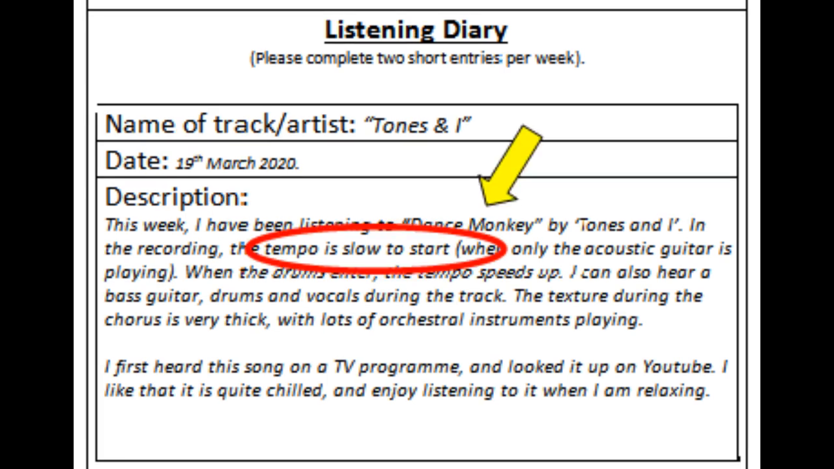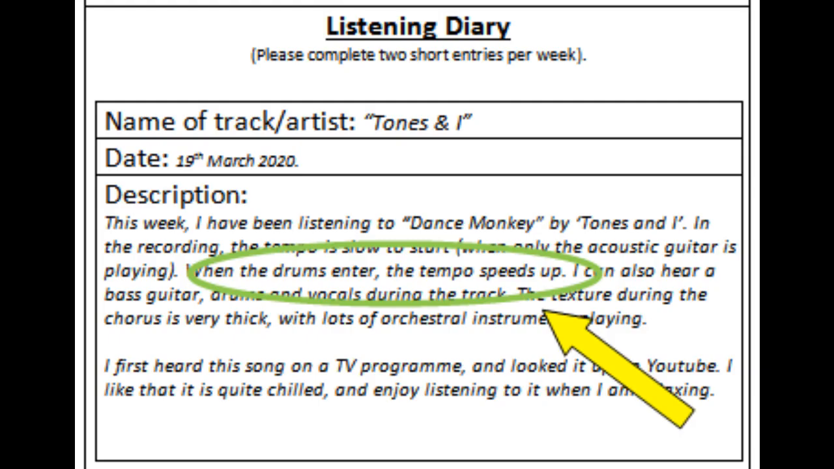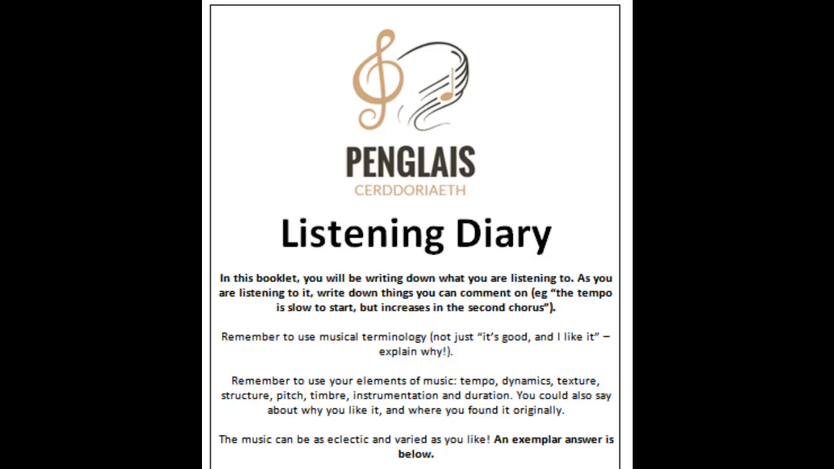So you can see in this one that they've talked about the elements of music. There's the tempo, as they've described there. They've also talked about the instrumentation as well. So you can see they talk about the drums. There's other mentions of the instruments there as well. If you're interested in doing this, then you are going to be doing 2 short entries a week in Listening Diary. The template is on Hub.